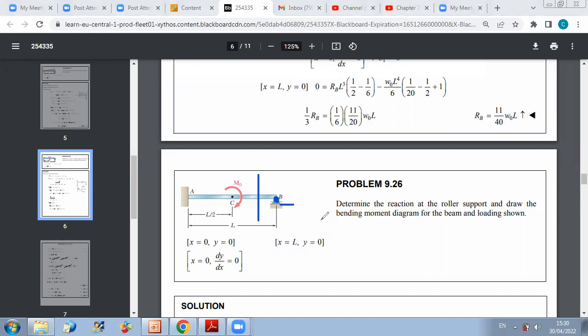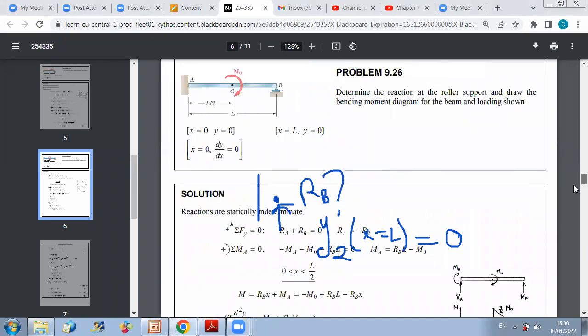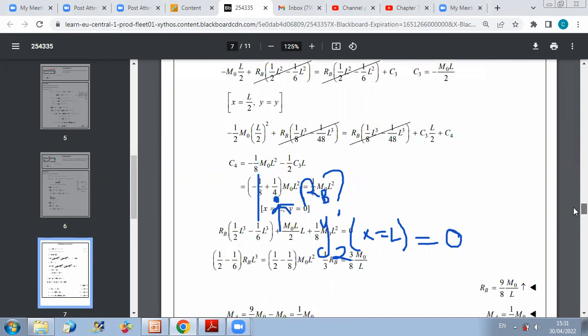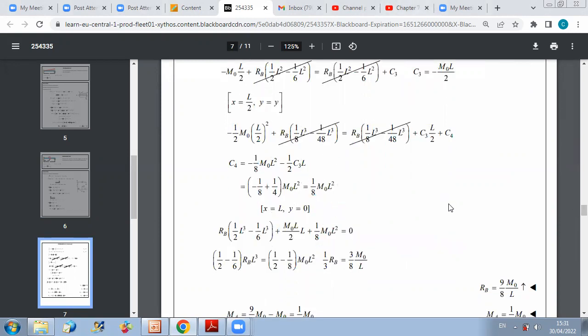So pay attention. I will say y2, so y of section 2 at x equal L should be equal to 0. This relation will allow me to get the value of RB, and then I can solve for the reaction at the roller support. So after finding my constants C3 and C4, I now replace into the equation of y of section 2, at point B where x is equal to L. So replacing x by L in y2 equal to 0, I get the expression of RB as a function of M0 and L.